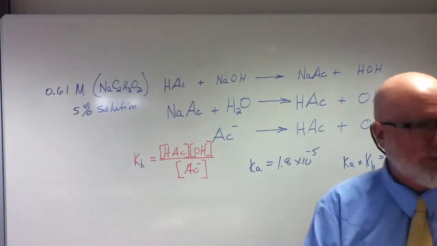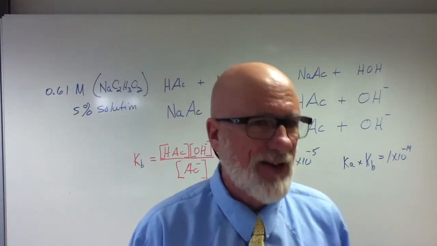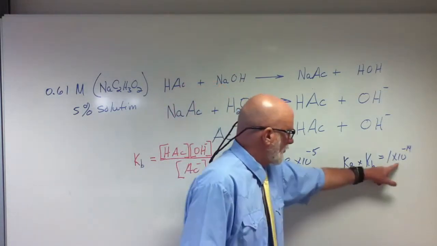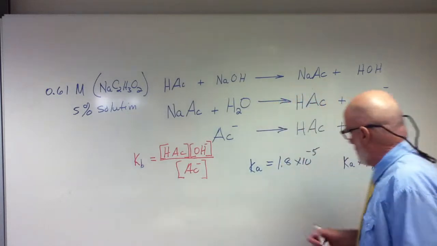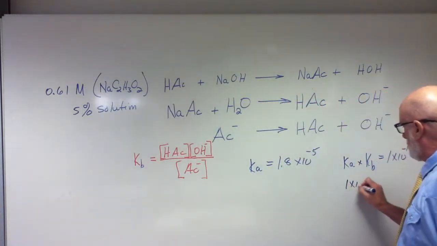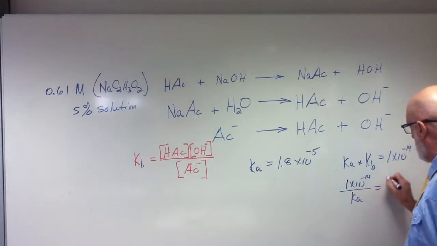So you're going to divide through. So what is 1 times 10 to the negative 14 divided by, you want to divide through by Ka, and that will be Kb. So what would 1 times 10 to the negative 14 divided by Ka equal?